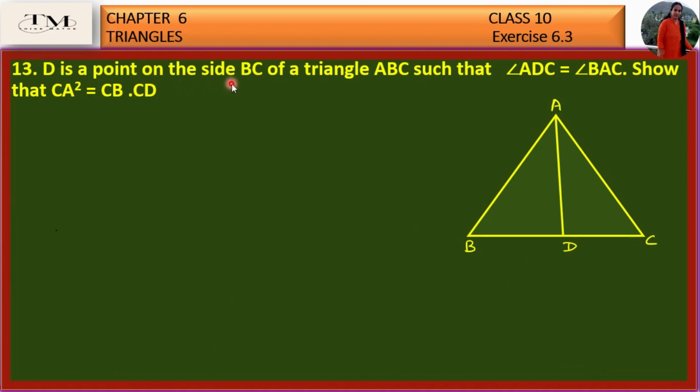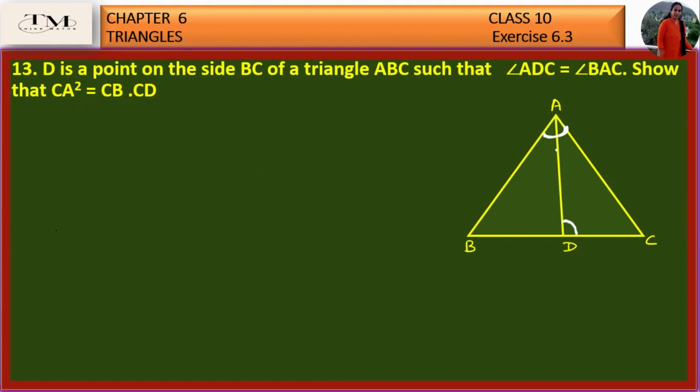D is a point on the side BC of a triangle ABC such that angle ADC is equal to angle BAC. Show that CA square equal to CB dot CD. So a triangle ABC is given, angle ADC. So this angle ADC is equal to angle BAC. So these two angles are equal. So D is a point on the side BC of a triangle. So this D is in such a way that angle ADC is equal to angle BAC. So we have to show CA square equal to CB dot CD.